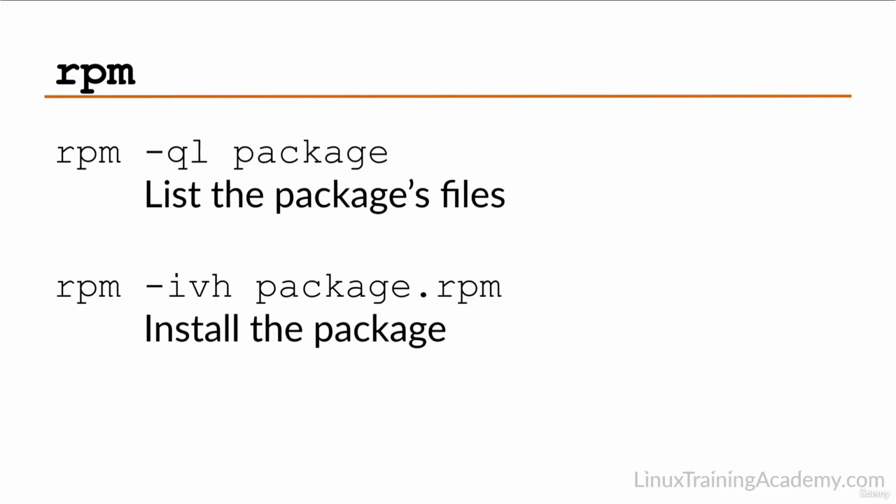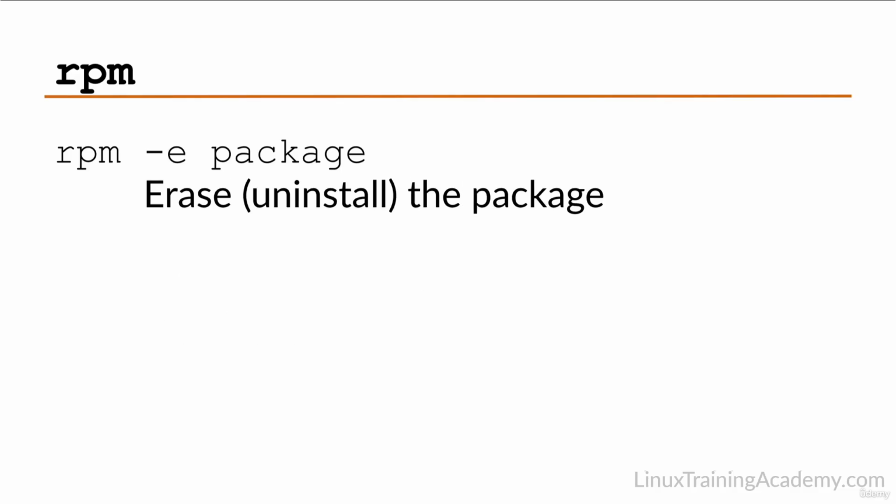If you want to install a package from a file named package.rpm, you would use rpm -ivh package.rpm. Use rpm -e followed by a package name to uninstall that package. Now remember, in these command examples that you see here on the slides, the word package represents the package name. Some examples of package names could include nginx or curl or bash.